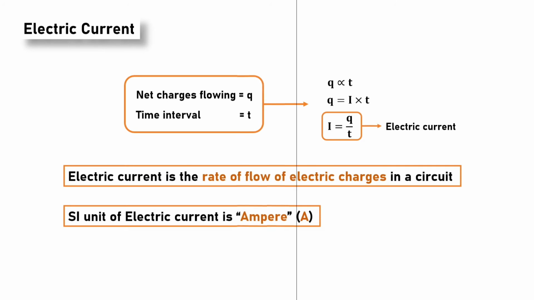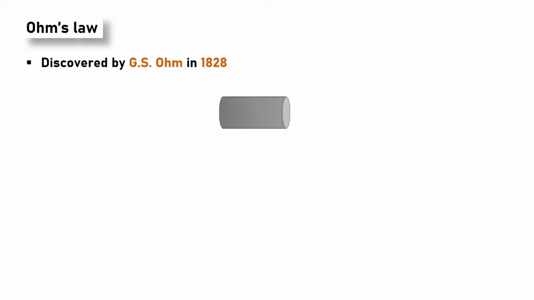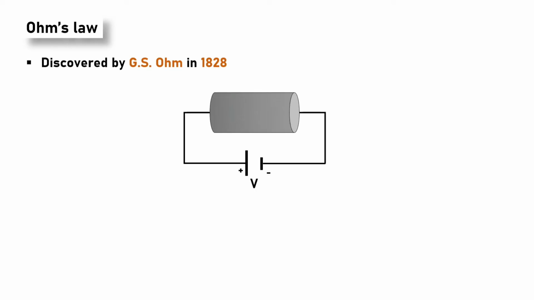Now let's move to Ohm's law. It was discovered by G.S. Ohm in 1828. He considered a conductor and connected that conductor to a potential source, which has two terminals, one positive and another negative. Because of this, there is a current flowing through that conductor. By observation, he stated that V is directly proportional to I, where V is electric potential and I is electric current.